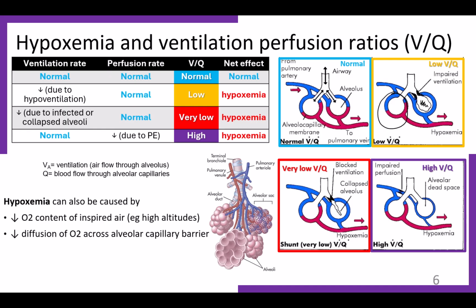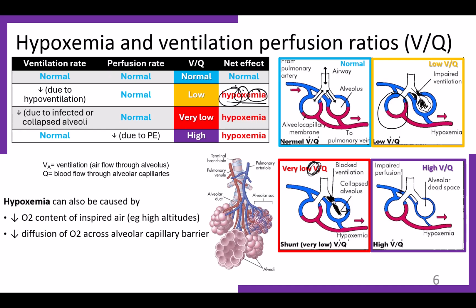And in a very low VQ ratio, where ventilation rates go down, you have a collapsed alveolus where there's little or no air going into the alveolus, right, through a blocked duct over here. And in both cases, you end up with hypoxemia, right? Low level of oxygen in the blood. Because there's less air going into the alveoli, you don't have that oxygen diffusing into the blood, right? You have a reduction in the amount of oxygen that enters into the blood.